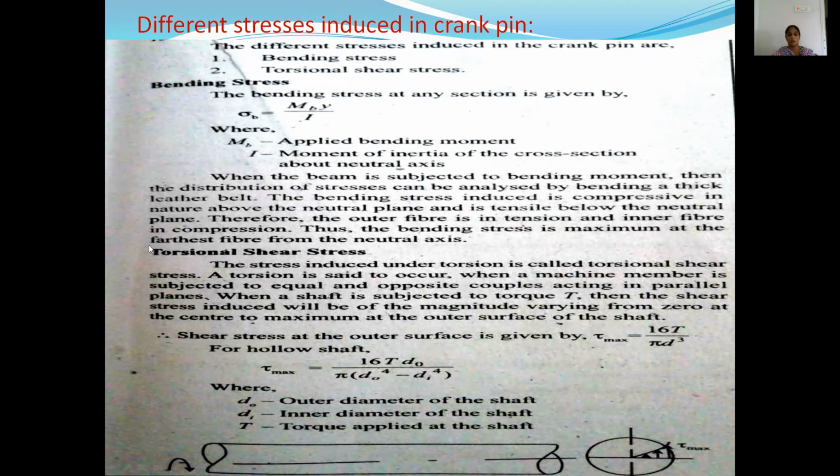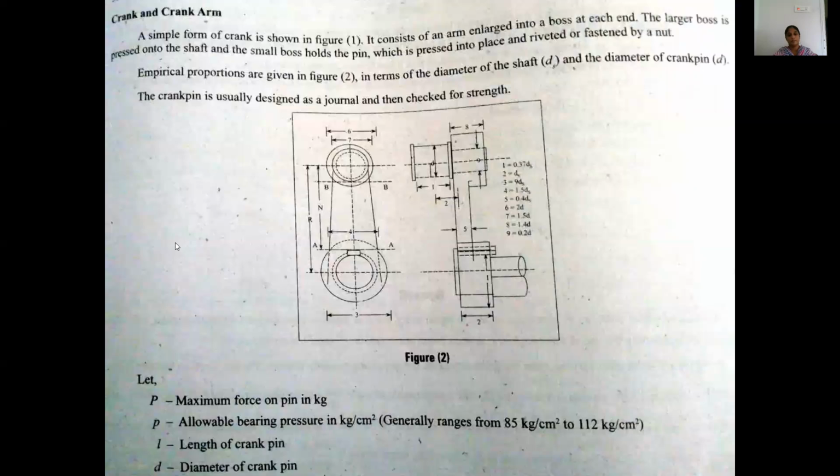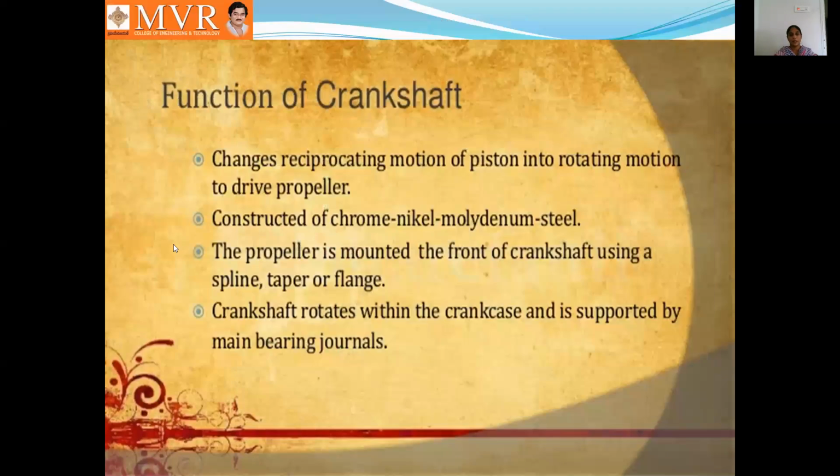If you are taking a hollow shaft, with inner and outer diameter, then tau max is equal to 16T into d naught by pi times d naught to the power 4 minus di to the power 4. D naught is the outer diameter of the shaft, di the inner diameter of the shaft, and T the torque applied to the shaft. These are the different stresses induced in the crank pin, the bending stress and also the torsional stress in the different sections of the crankshaft.